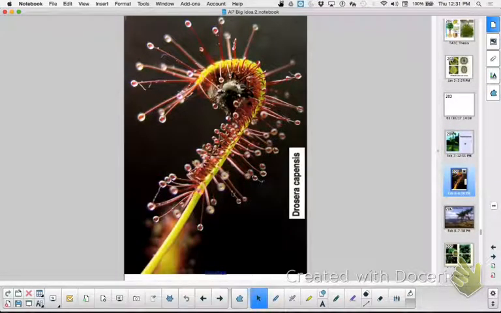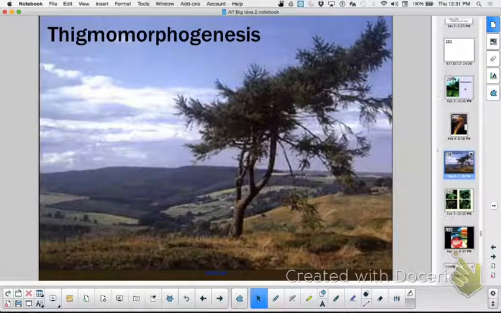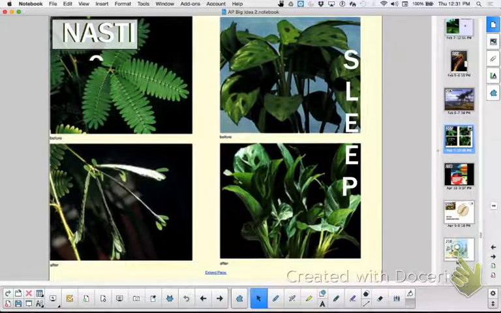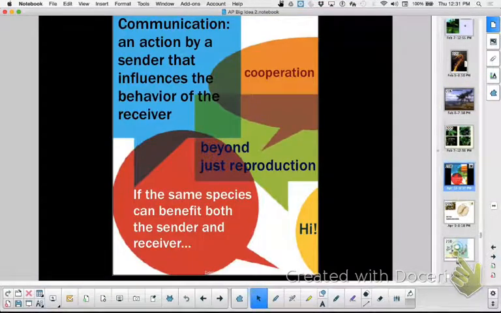Timing if you're going to catch a fly. If you're an organism like a Venus flytrap, you have to contract fast enough that it won't escape. Morphogenesis is a response to a stimulus of the whole plant, not just one area of that plant. Nastic and sleep. Communication requires timing, right? Knowing when to communicate and how to communicate.